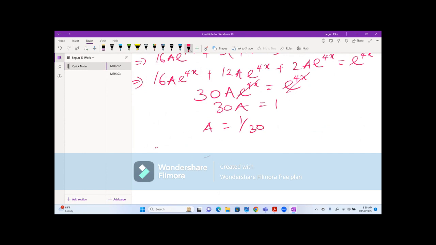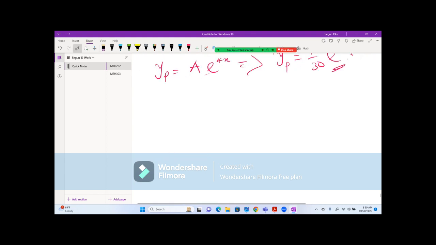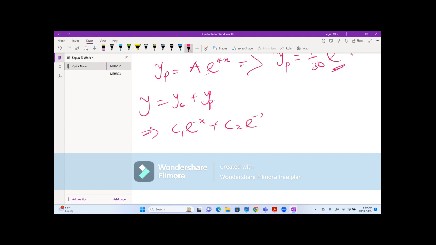So I can go ahead and say my yp equals a exponential 4x, it implies that yp is equal to 1 all over 30 exponential 4x. So we can go ahead and say my general y will now be what? Equals yc plus yp, which is the same thing as C1 exponential minus x plus C2 exponential minus 2x plus 1 all over 30 exponential 4x.